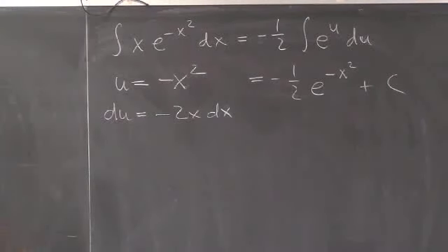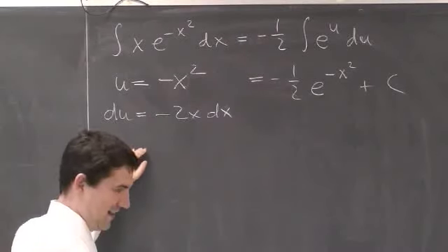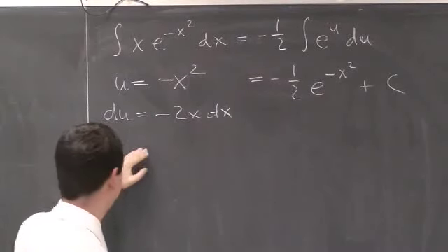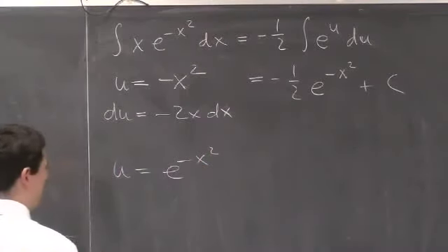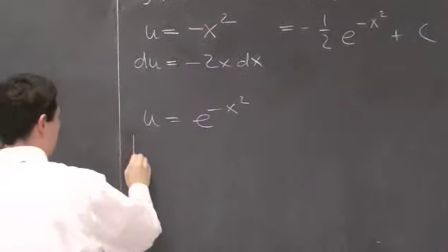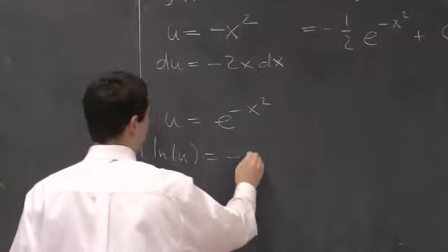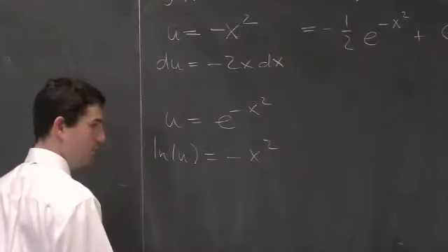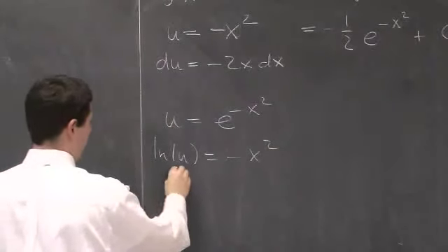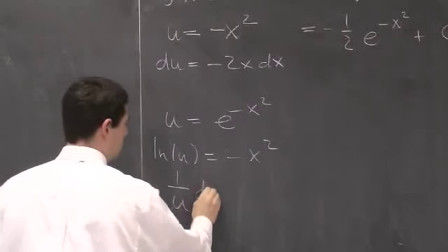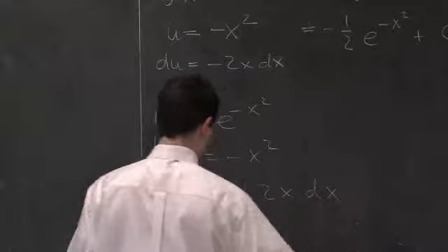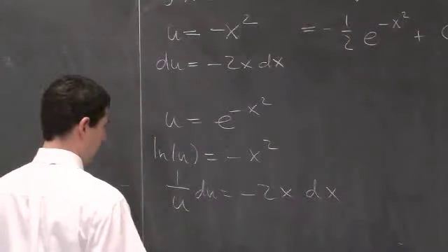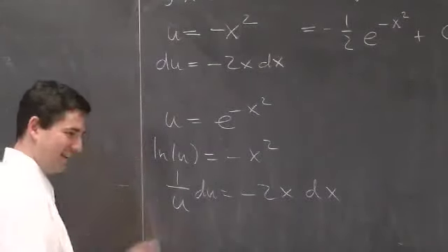Now, how in the world could the other way be less work than that? It's the same? Let's try it. So u equals e to the minus x squared. Now I do another one. So ln of u equals minus x squared. And then 1/u du equals minus 2x dx. How in the world is this less work?